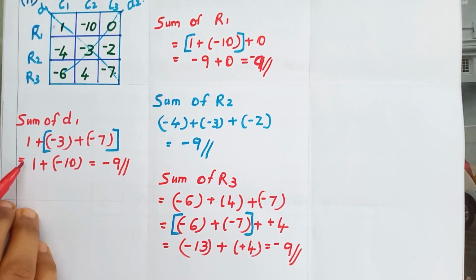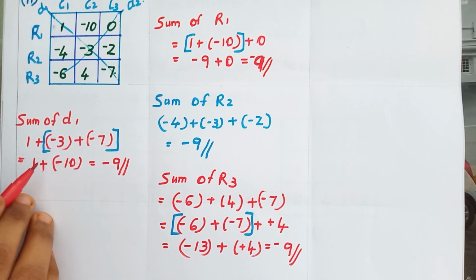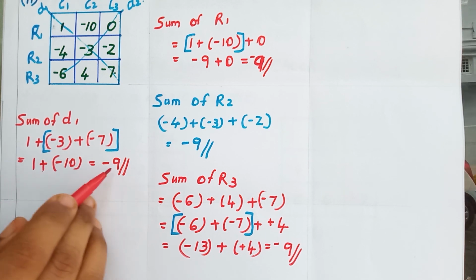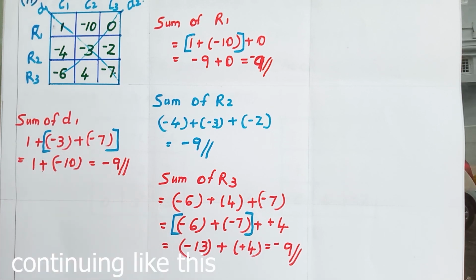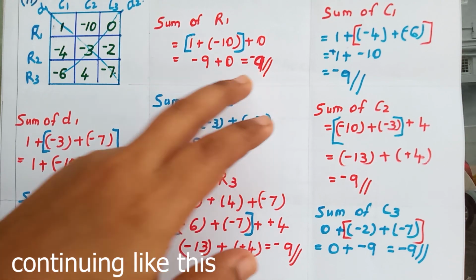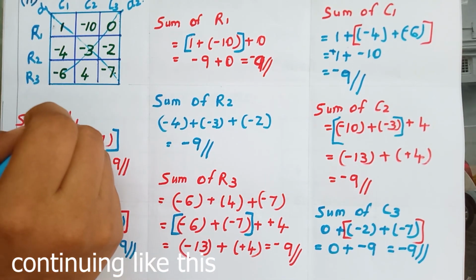Why? Both are different sign and addition. So just subtract both the numbers and give the sign of the greatest number. Here greatest number have negative sign. So negative 9 is our answer. Now we got all the sums are minus 9. So definitely we can say that this is a magic square.